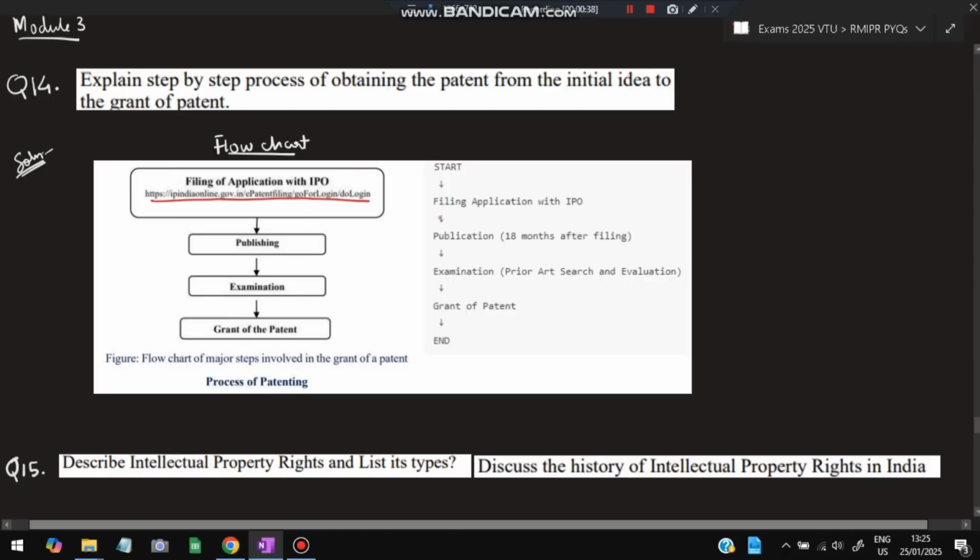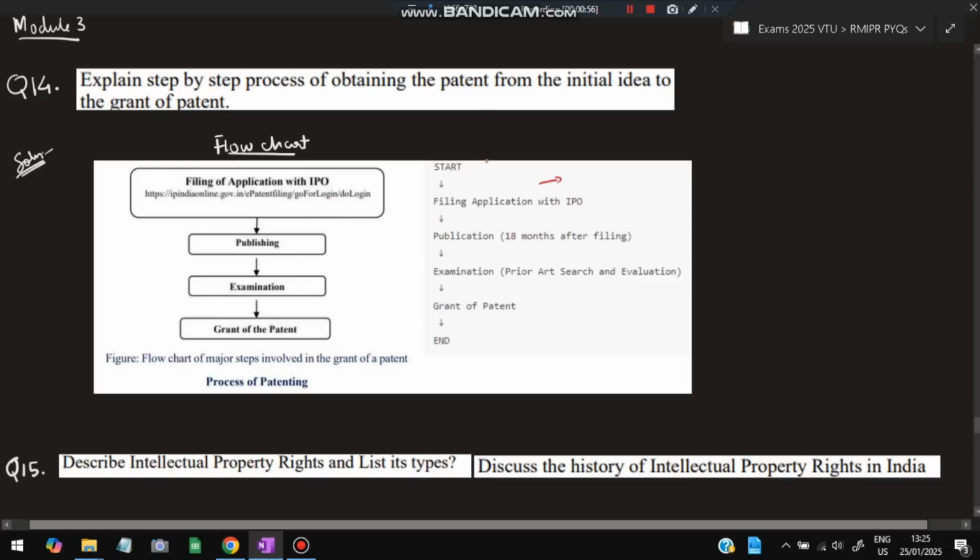For that some documents will be required, like the patent specification, what is the actual patent you are applying for, the description of the invention, and the claims, what claims you make. Okay, in that patent whatever the claims you make, the scope of protection. Claims means the scope of protection, and drawings, if applicable.